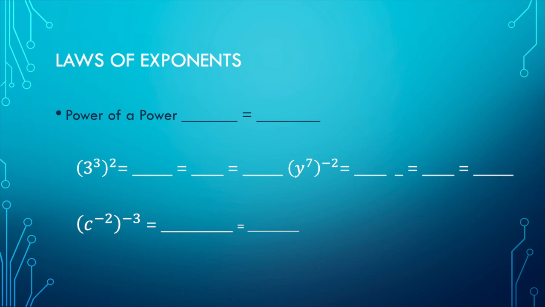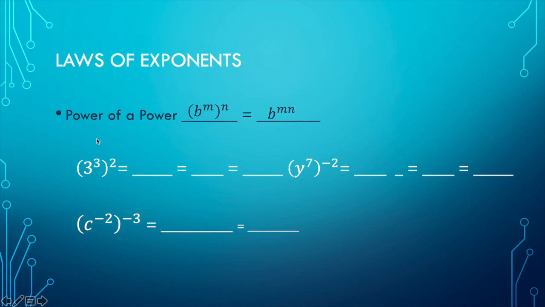All right, next we have a power of a power. Now this is easy to confuse with the product rule, okay? But this is a power raised to a power. So for example, I have b raised to the m, and that whole thing is raised to another power. Well, when we have that, it's a little bit different, and we just multiply the exponents.